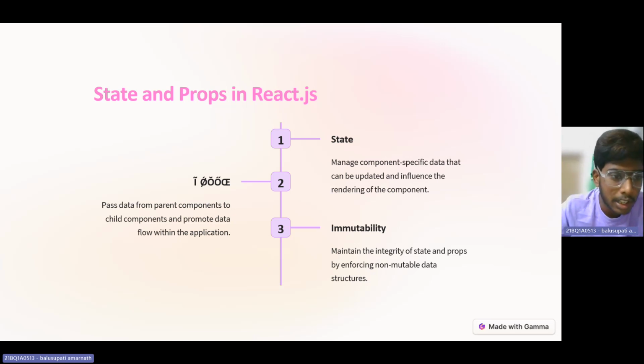Props is nothing but properties. Pass data from parent component to child component and promote data flow within the application. It is nothing but when it comes to the button, we're using onClick and describing some variables or attributes there. For example, in the previous example, I have discussed about counter variable. In the button onClick equal to increment counter, I'll be writing a function in the above statement for increment, right? That's where the properties come in. It is taking the properties from parent class to the child class. And immutability: maintain the integrity of state and props by enforcing non-mutable data structures.